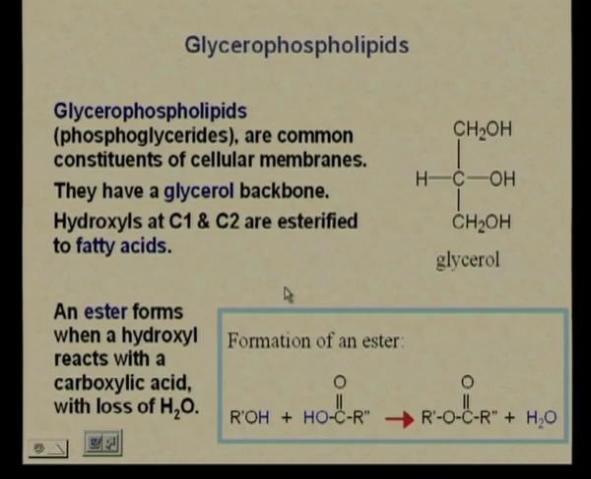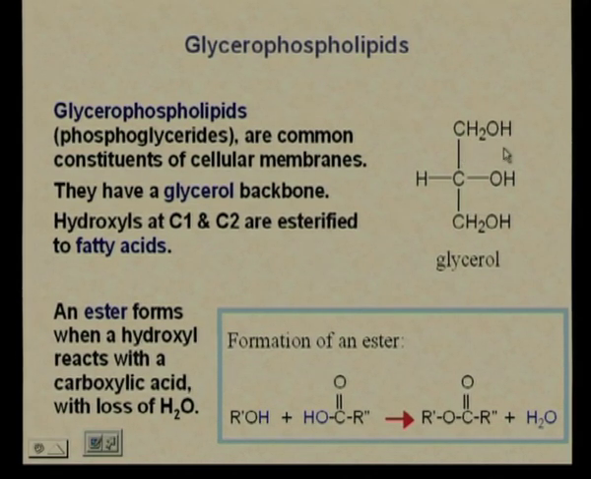Now, we are going to come to what are called the glycerophospholipids. What does this mean? We have glycerol. Glycerol is CH2OH, CHOH, CH2OH. Now, glycerophospholipids are what comprise lipid membranes. They are the constituents of cellular membranes.